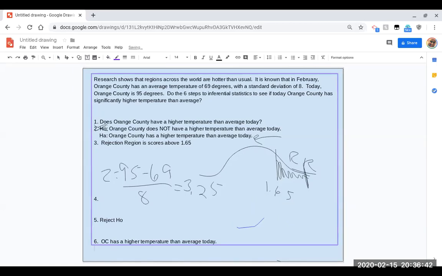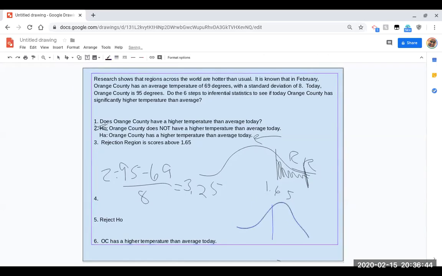My picture would have looked like a lower tail test with a negative 1.65. Because the question, if I had reworded it as a lower tail test, would have said that the regions across the world were colder than usual. Now notice if it was still 95 degrees, my 3.25 would have still been up here. But that's in the fail to reject zone now because there's no shaded in rejection region on that upper tail.